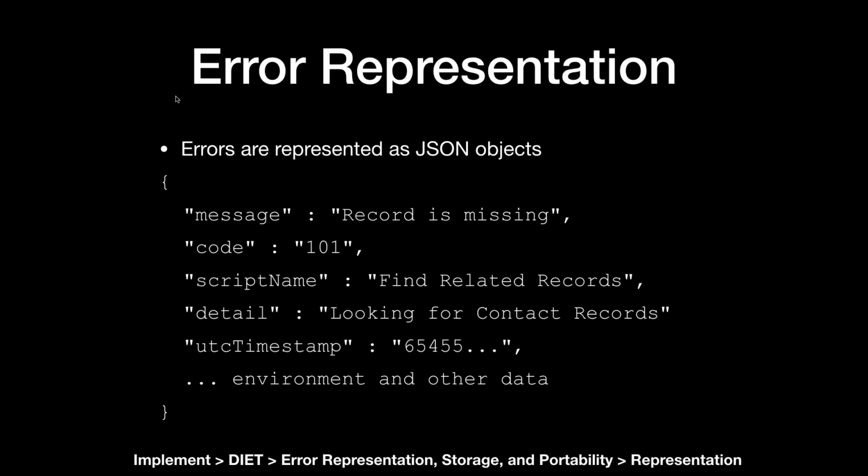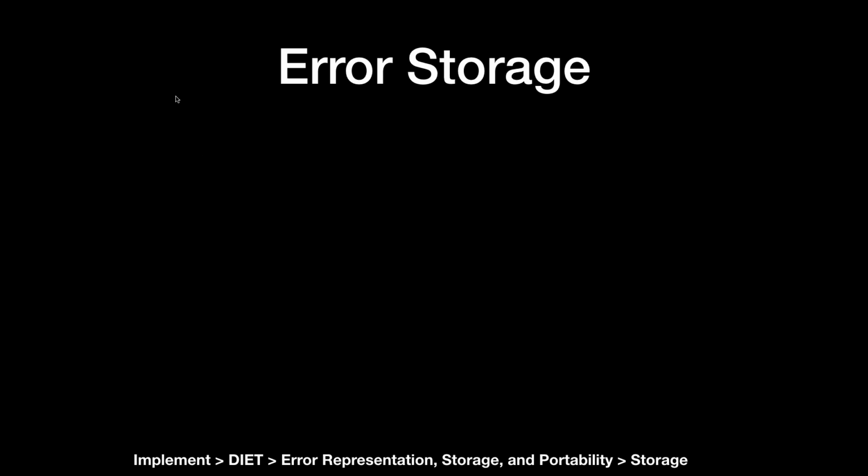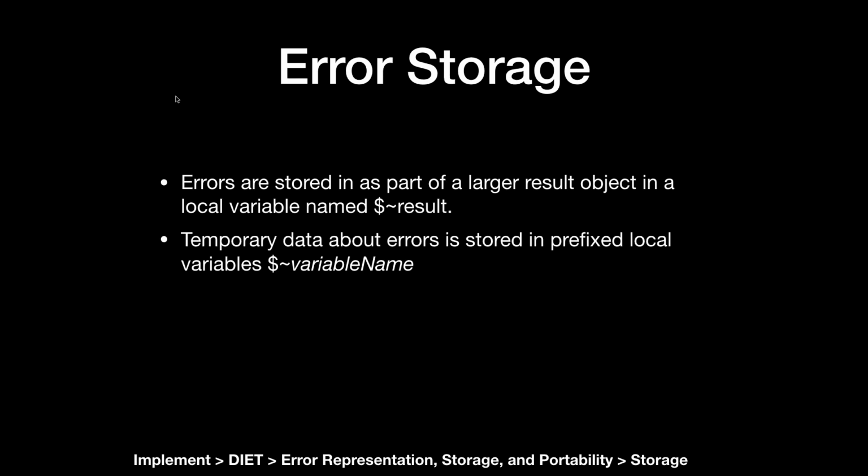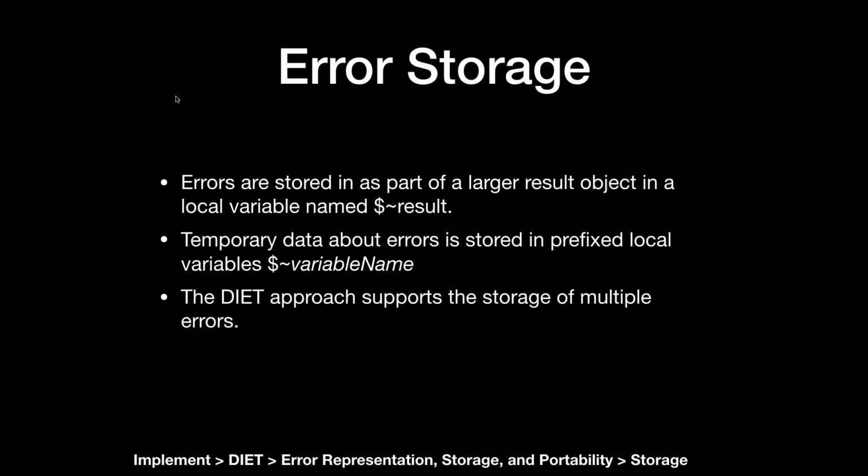And so, yeah, that's the representation of an error. So when you're talking about an error in this approach, it means essentially an object in JSON with these properties. And they're stored as part of this larger result variable, which we'll see in a second. And we store some temporary data, like you saw error code featured a lot. So that's kind of metadata about errors. The reason it's quite complex is because we're supporting multiple errors, okay? So we can store as many errors as we need.